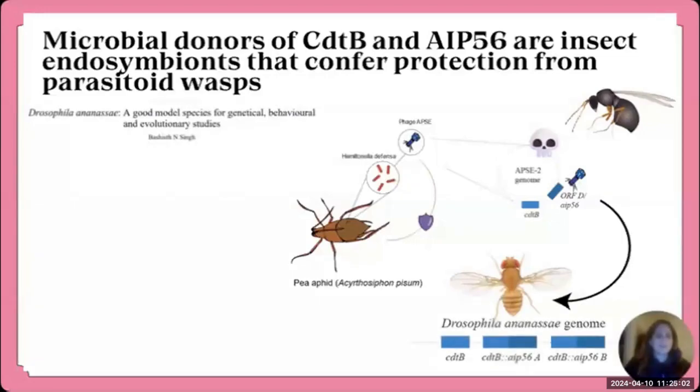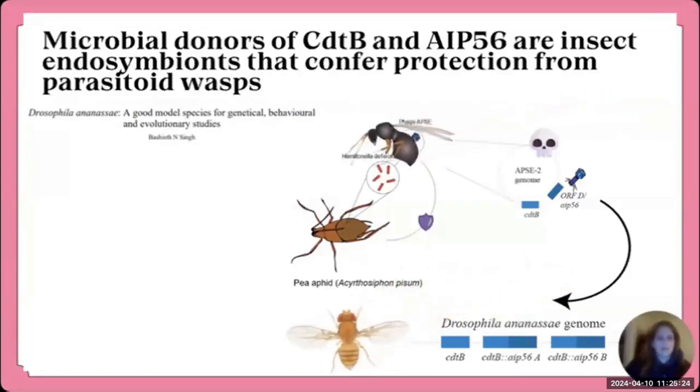So CDTB is located immediately upstream of a fused version of CDTB with these AIP56 genes, specifically what's called the B component of the AIP56 genes. And then that was duplicated. So not only was there this horizontal gene transfer, there's also this duplication.